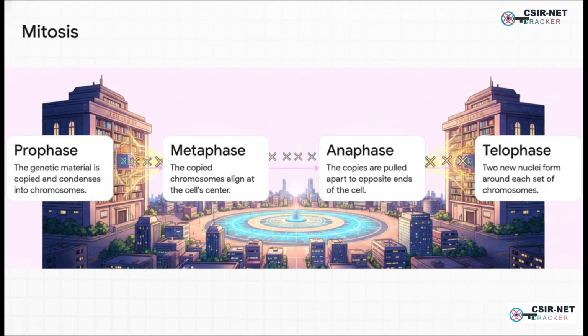First, every single blueprint in the library is meticulously copied and condensed down. Then, all those copies are lined up right at the city's center. Next, they're pulled apart to opposite ends of the city. And finally, 2 new city halls, 2 new nuclei, form around each set. This ensures that when the city finally splits, each new city gets an absolutely identical set of master plans.